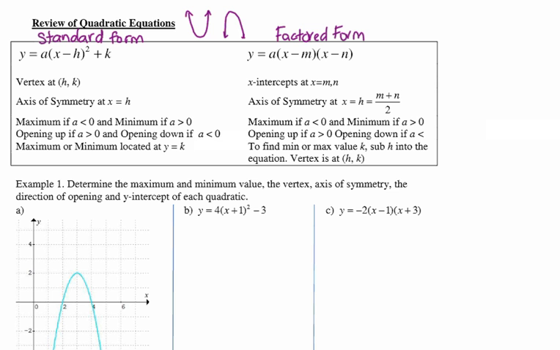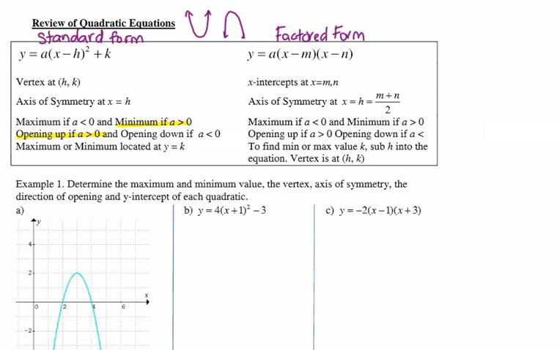So let's review a couple things. If your a value, the a value is always in front. If it's positive, that means it's opening up, okay? So if a is greater than 0, it's opening up. And if a graph is opening up, will it have a maximum or a minimum? It's going to have a minimum, right? So notice it has a minimum if a is greater than 0. That's true no matter what form you're looking at. So that a value tells you if it's going to open up or down based on if it's positive or negative.